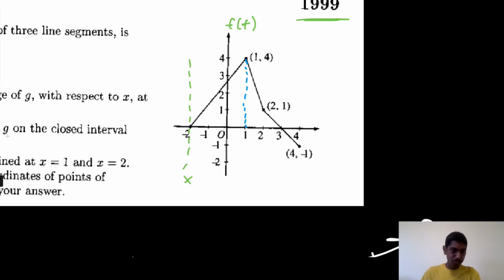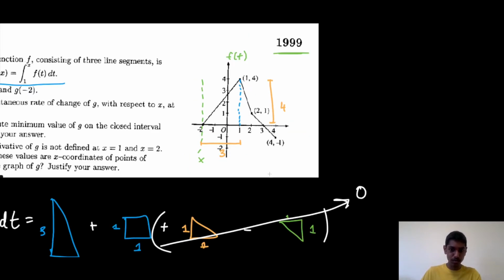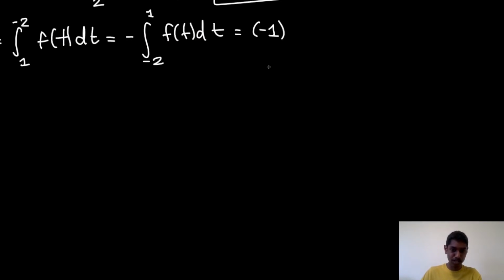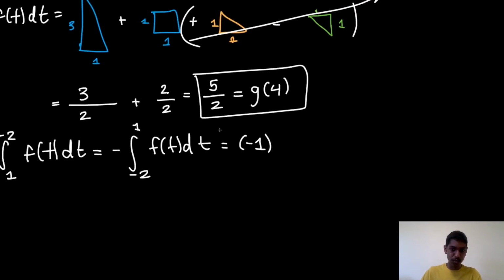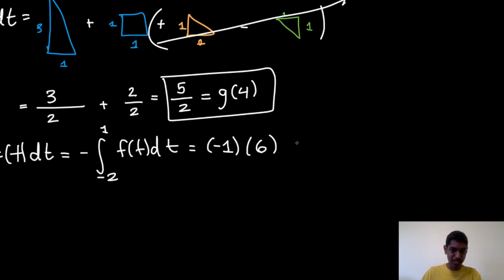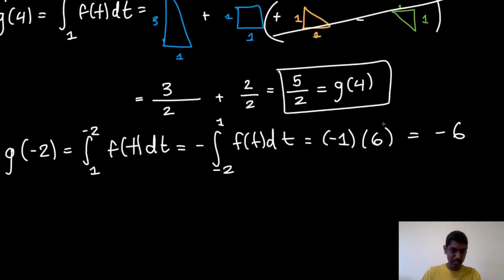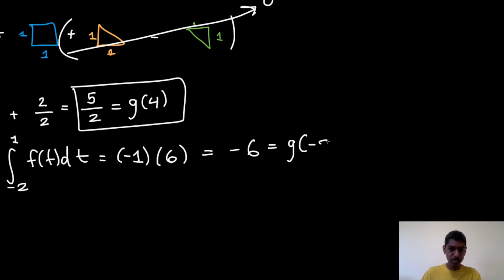So we know that this length right here is going to be 1, 2, 3 units, and that one will be 4. So this whole area is going to be 12 divided by 2, or 6. So we got minus 1 times 6, so we just get minus 6. So that is the value of g of minus 2. Great.